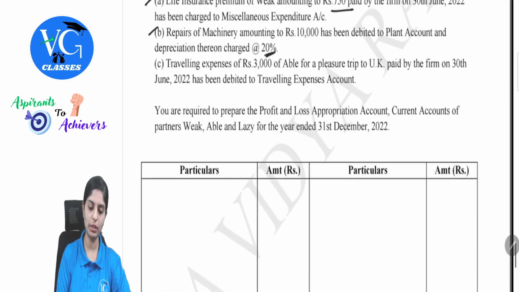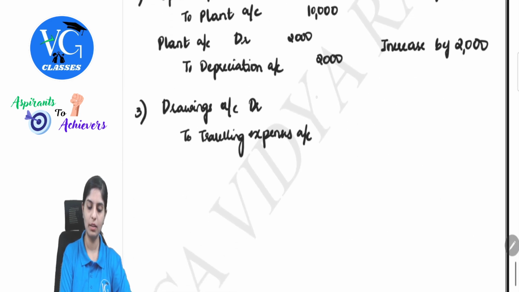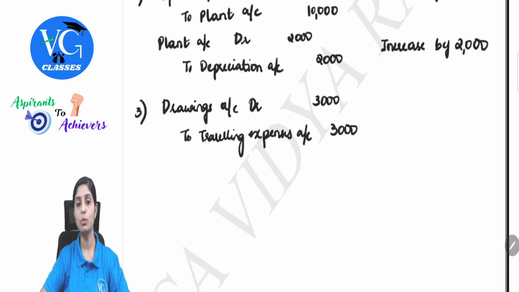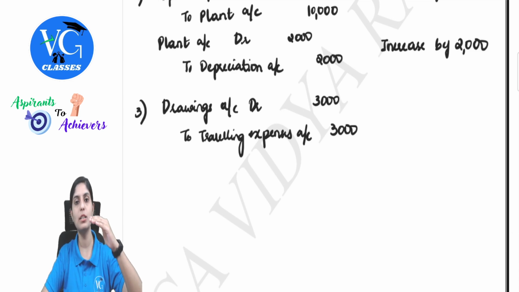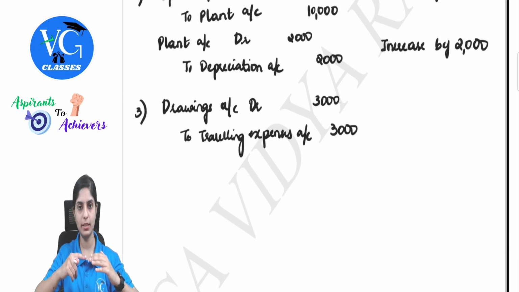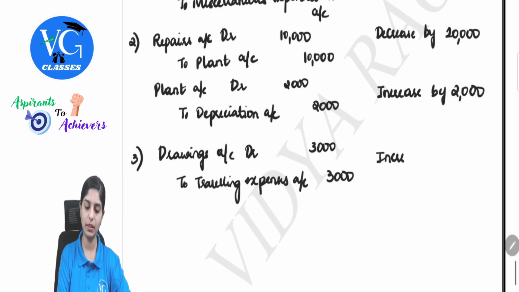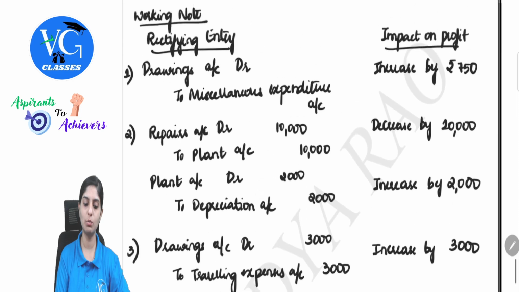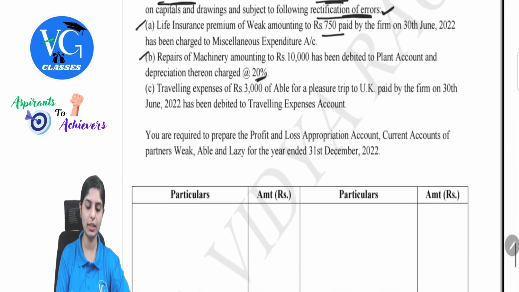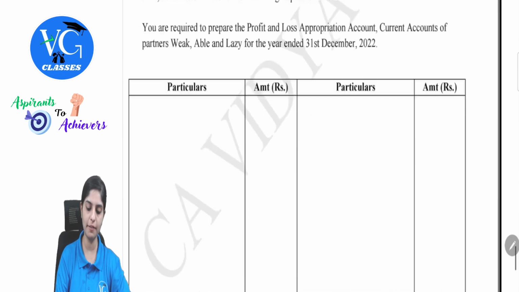So what is the amount? 3,000. Now traveling expenses would have been debited in P&L. That was not correct. Now this effect is reversed. So your expenditure has come down. If expenses have come down, the profit would increase. So increase in profit by 3,000. So this is what the entries were given with respect to rectification, which we have addressed.